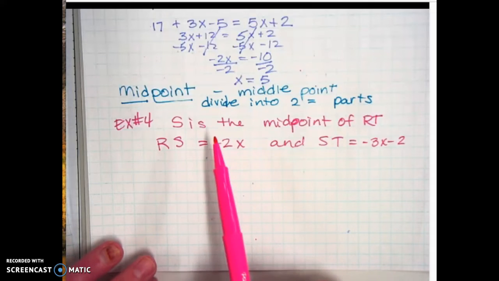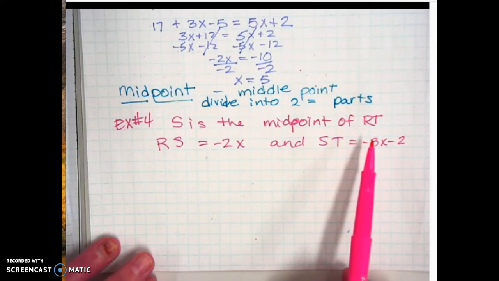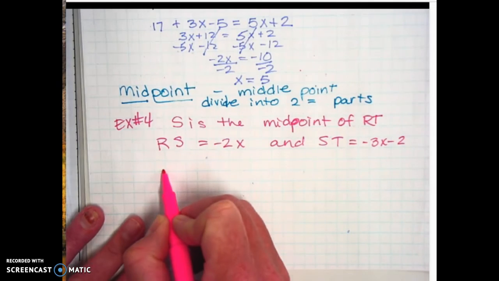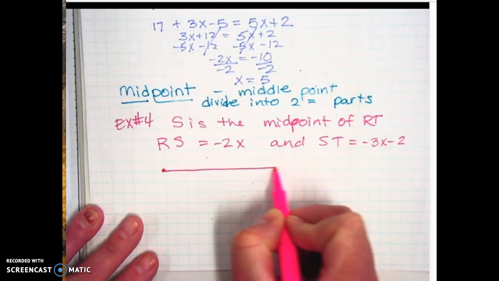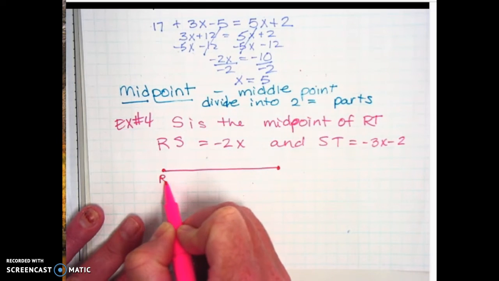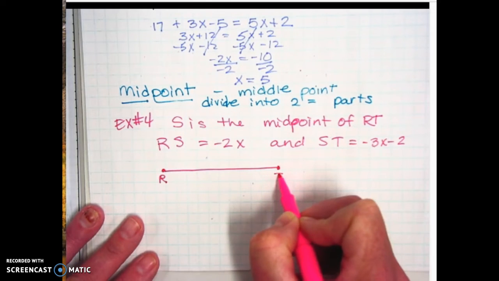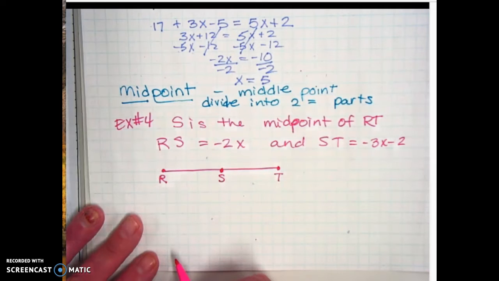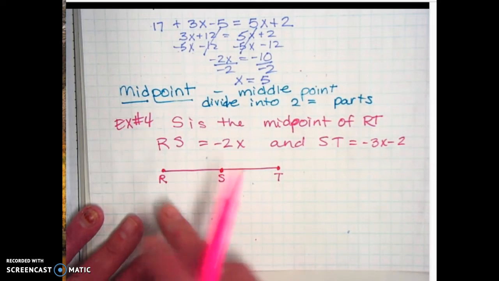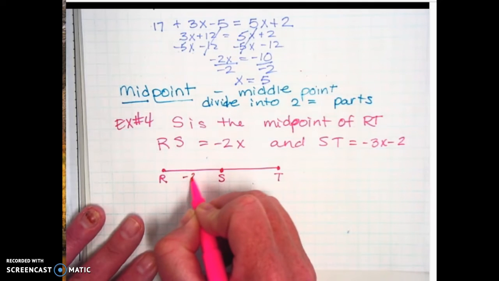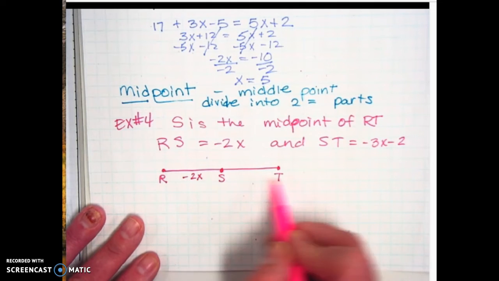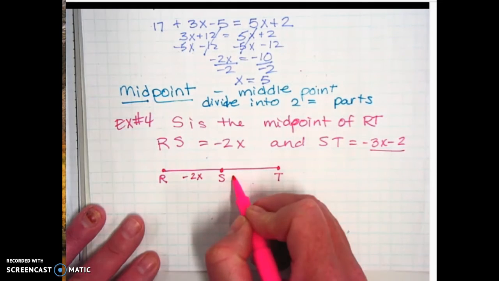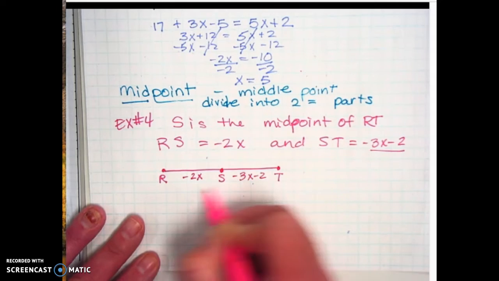Okay, so if S is the midpoint of our RT, then we're going to draw it the best we can. Here's R on this end and T on this end, so you go exactly to the middle and make it S. Our RS we will label with negative 2x, and ST we will label with negative 3x minus 2.